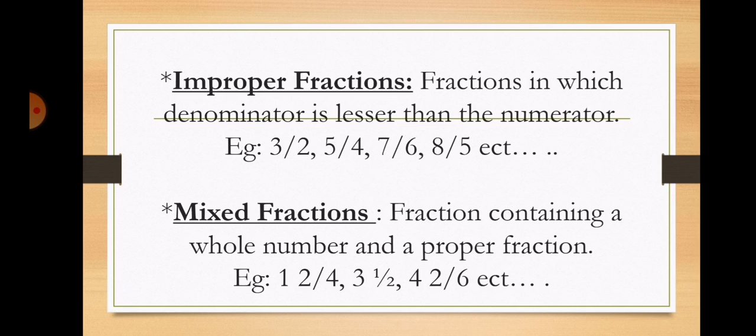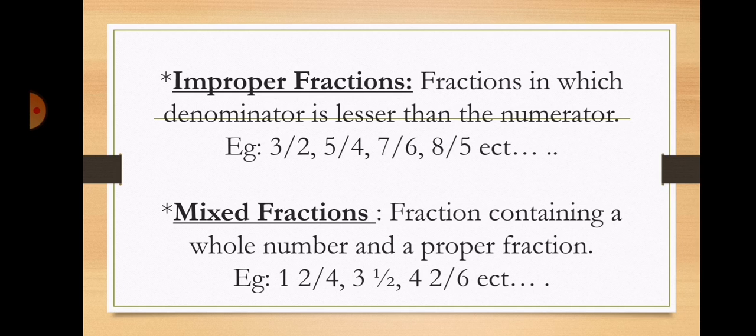Next, improper fractions. Improper fractions are opposite to proper fractions, children. Fractions in which denominator is lesser than the numerator. Observe the given fractions, children. 3 by 2, 5 by 4, 7 by 6, 8 by 5. All the denominators, observe it, they are lesser than the numerator.